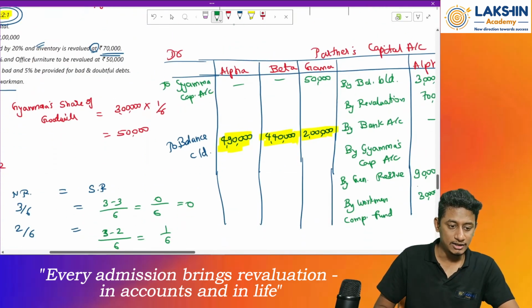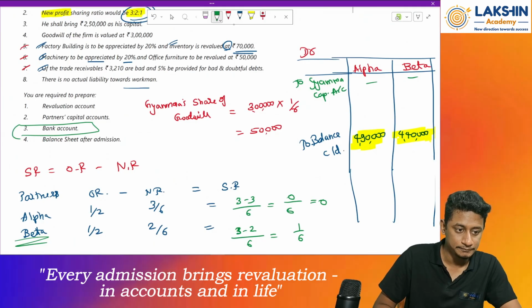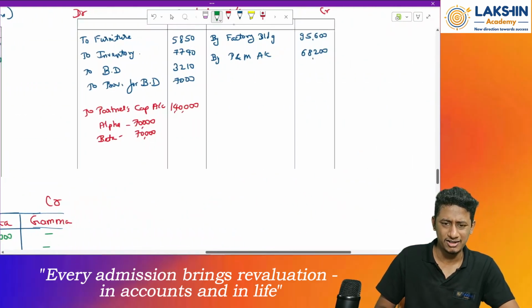Then after this, what else? Bank account. I think in the question they have asked us to prepare bank account, right? Bank account. Let's prepare bank account. A simple small bank account.